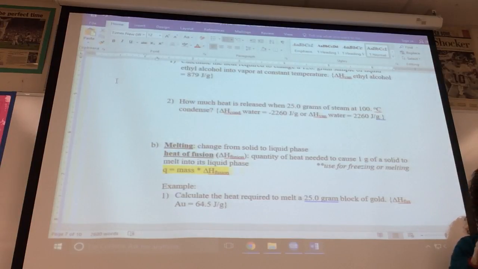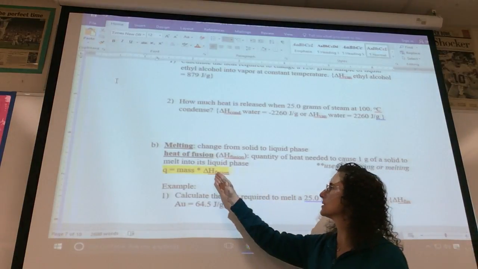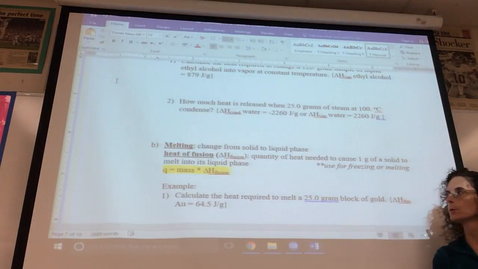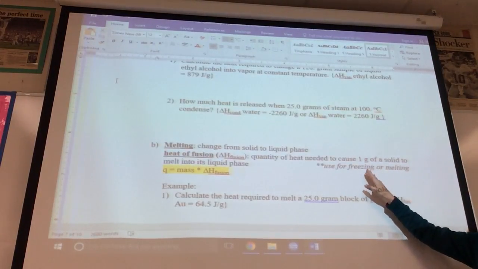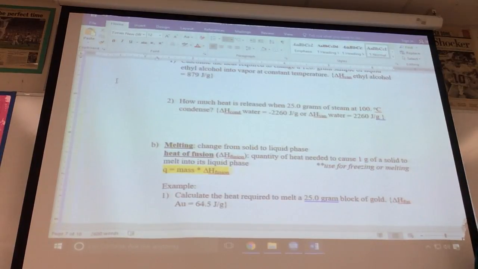We're also going to connect all the dots because back in 2015, they really hit the kids hard with a question like this, and the kids who really knew what they were doing were able to put it together, but some of the kids just couldn't believe it was that easy, and they missed it. Melting, we know, is solid to liquid. Here we're going to use the heat of fusion, the delta H of fusion. This is how much heat is needed to cause 1 gram of a solid to melt into its liquid phase. So the only difference here is we're going to use the delta H of fusion compared to the delta H of vaporization. You use this for both freezing and melting. When you freeze, the delta H of fusion is negative.